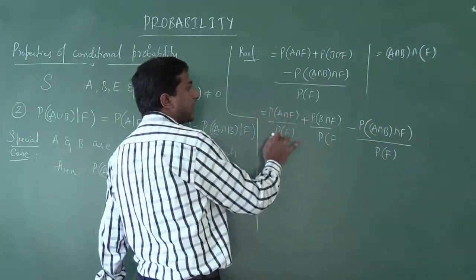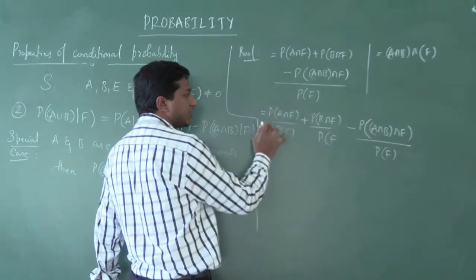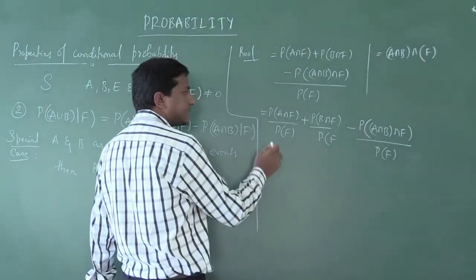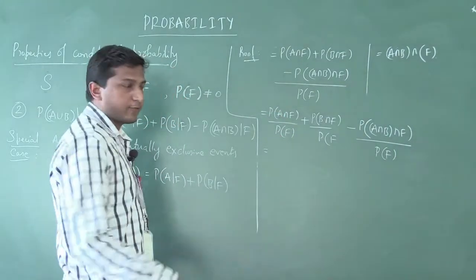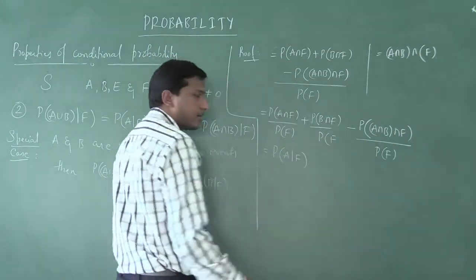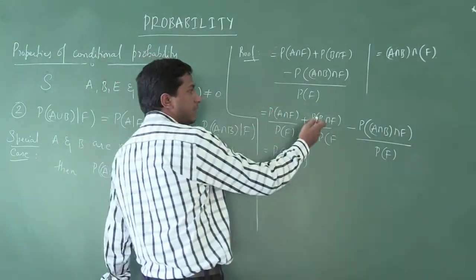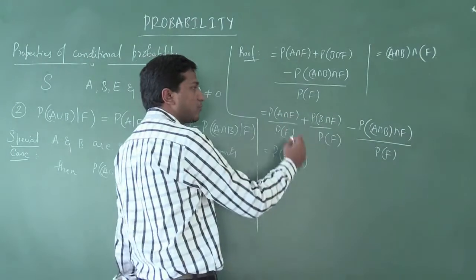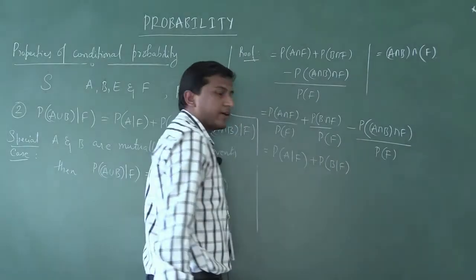Okay, now again look at the definition of conditional probability. What is this expression P of A intersection F by P of F? I can write it as the conditional probability of event A with respect to event F, right? So this is nothing but P of A bar F. Similarly, look at this. What is this? By definition of conditional probability, it will be P of B bar F.